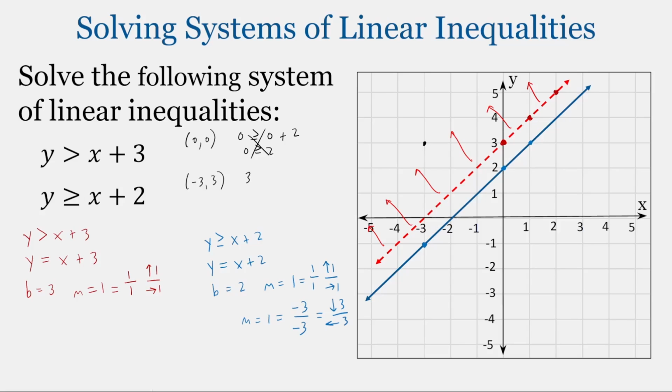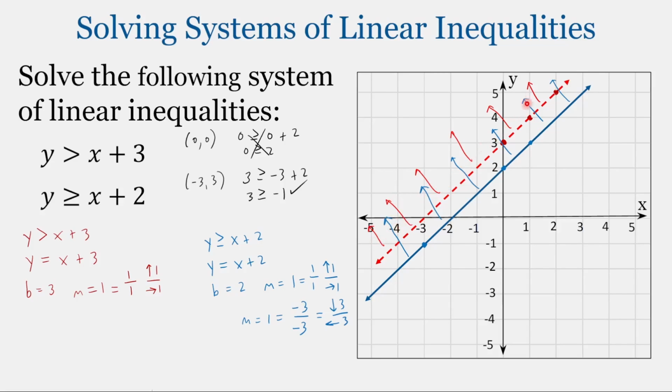So this is 3 greater than or equal to negative 3 plus 2. 3 greater than or equal to negative 1. And that's a true statement. So we're going to shade up and to the left for this inequality as well.